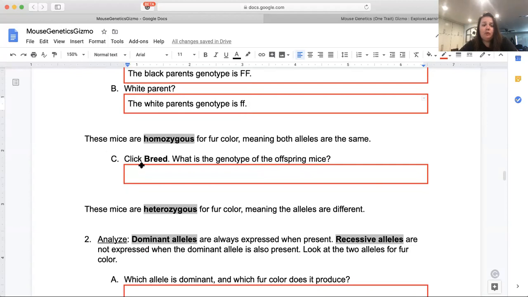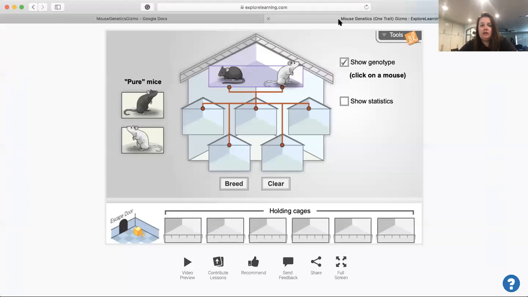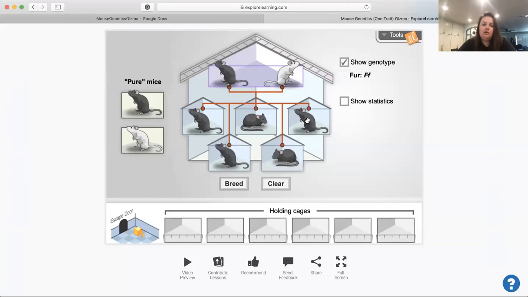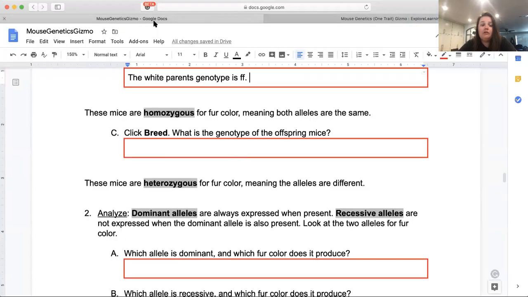It says click breed. What is the genotype of the offspring mice? So let's go back to our Gizmo, click breed. Take your mouse, drag it over the offspring: capital F, lowercase f. All the offspring are capital F, lowercase f, and this means that they're heterozygous.